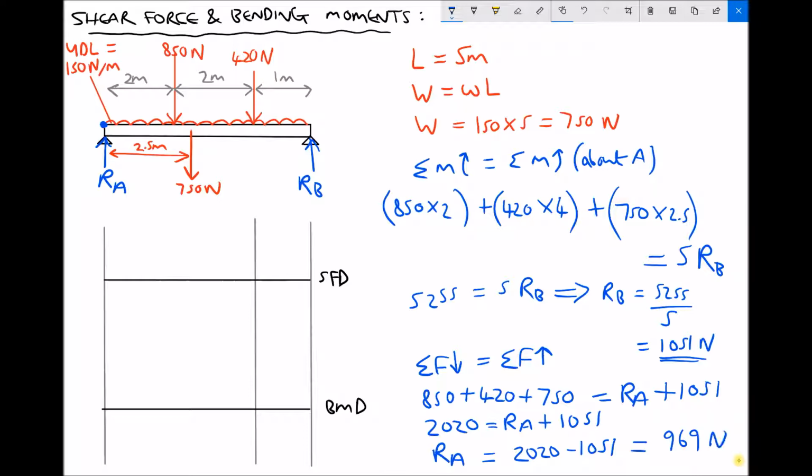969 newtons. Now I'm going to add those two forces to the diagram. So RA is 969 newtons. Make sure you get these around the right way. And RB is 1051 newtons.